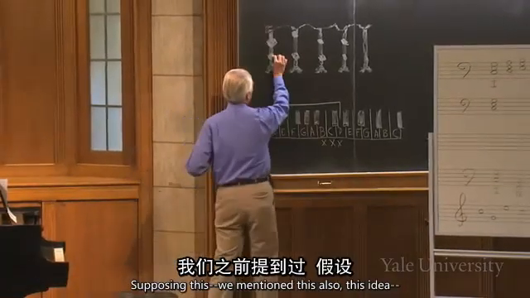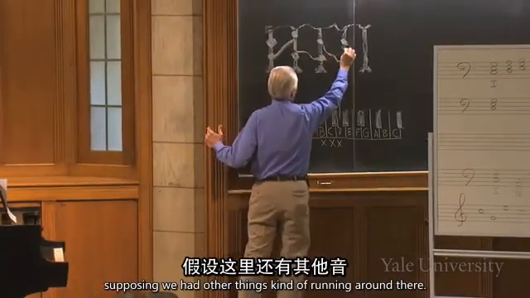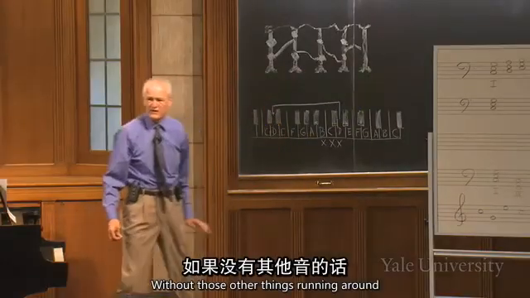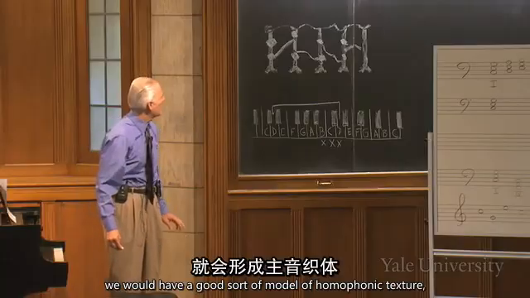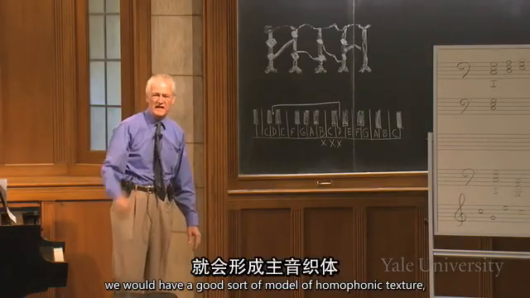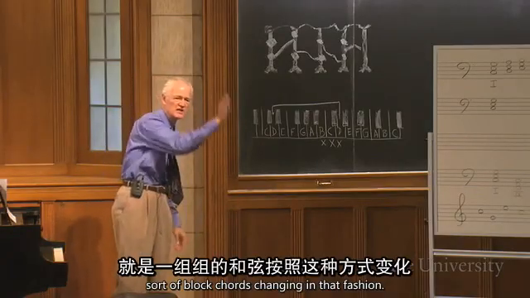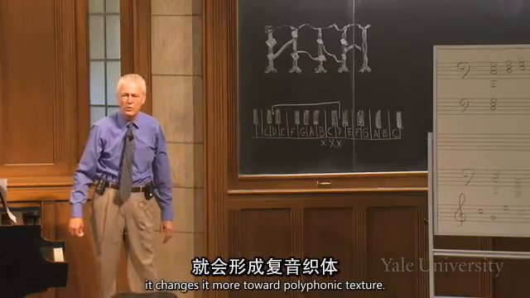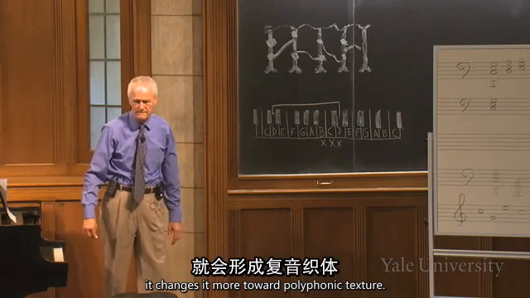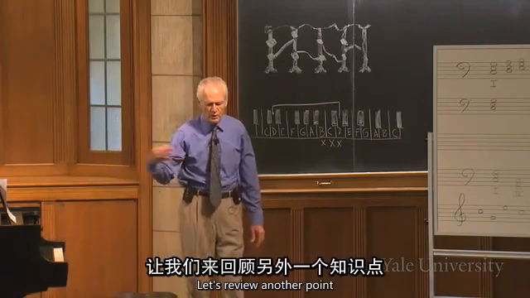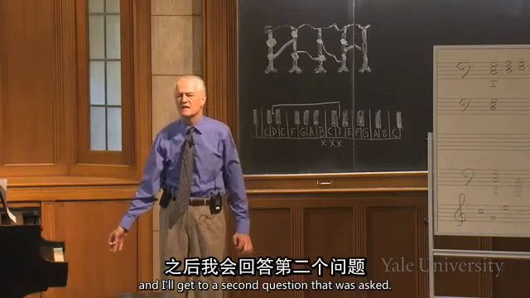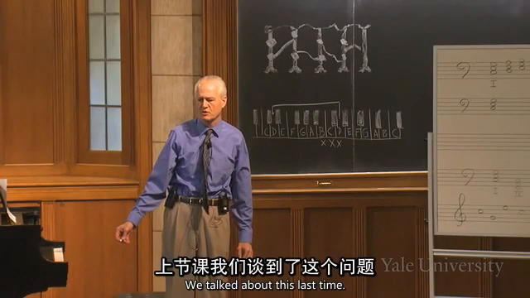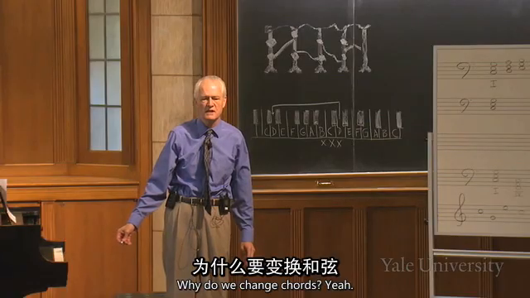Supposing this, we mentioned this also, this idea, supposing we have other things kind of running around there. Without those other things running around, we would have a good sort of model of homophonic texture, sort of block chords changing in that fashion. If you put in other little strands of melody, it changes it more toward polyphonic texture. Let's review another point, and I'll get to a second question that was asked. Why do we have to change chords? We talked about this last time. Why do we change chords?